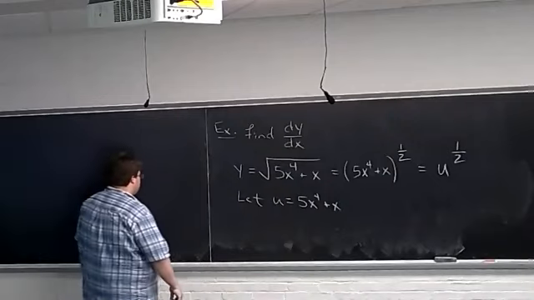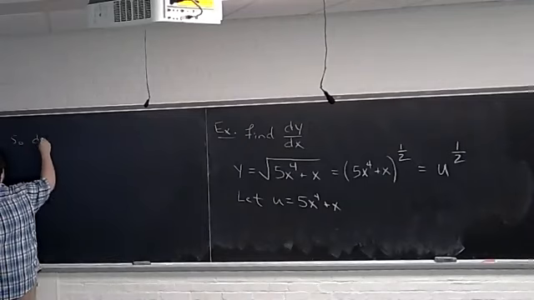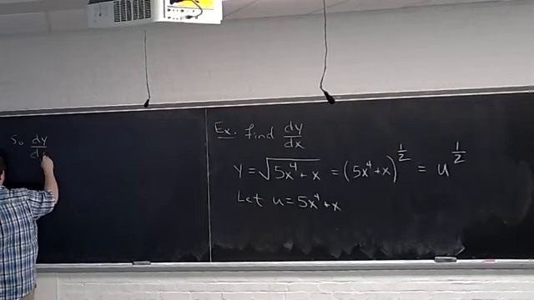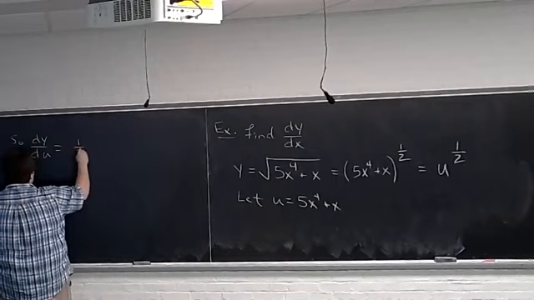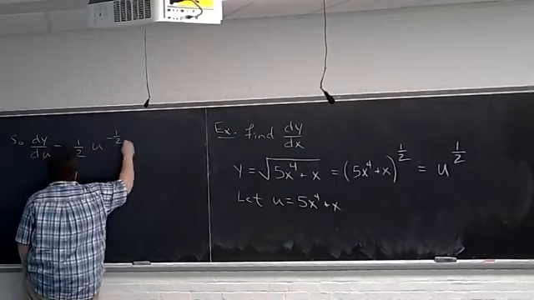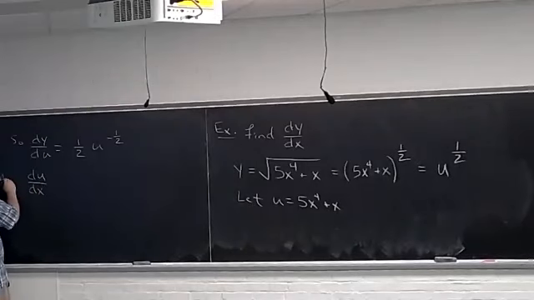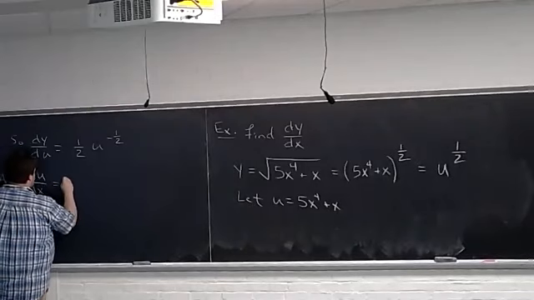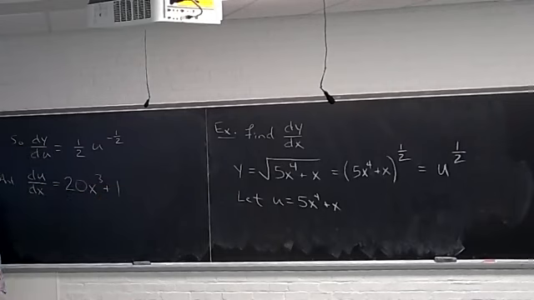Let's do it over here. dy du, we have u to the 1/2, power rule. We saw that earlier actually in the first example. Half u, negative half, 1/2 minus 1, negative 1/2. du dx is a couple power rules, 20x cubed plus 1.